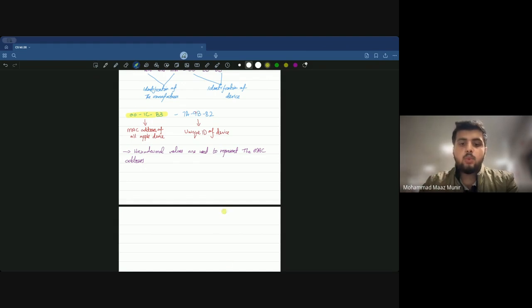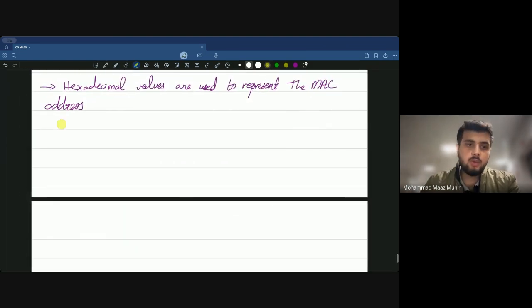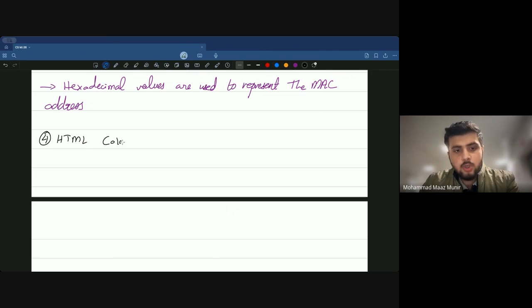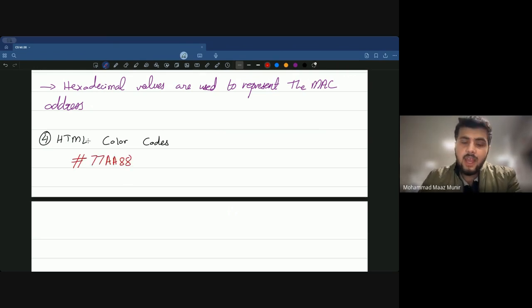So we were just left with one part, and inshallah we're going to cover that today, and that is basically HTML color codes. I'm not sure if anybody of you has ever explored web programming, or maybe is someone into graphic designing. But if you are someone into graphic design or have done web development, you might have seen something like this: hashtag 77AA88. And this could be used to represent a specific color, or if you're making use of it in web development, then you might have seen this as a code while writing the program.